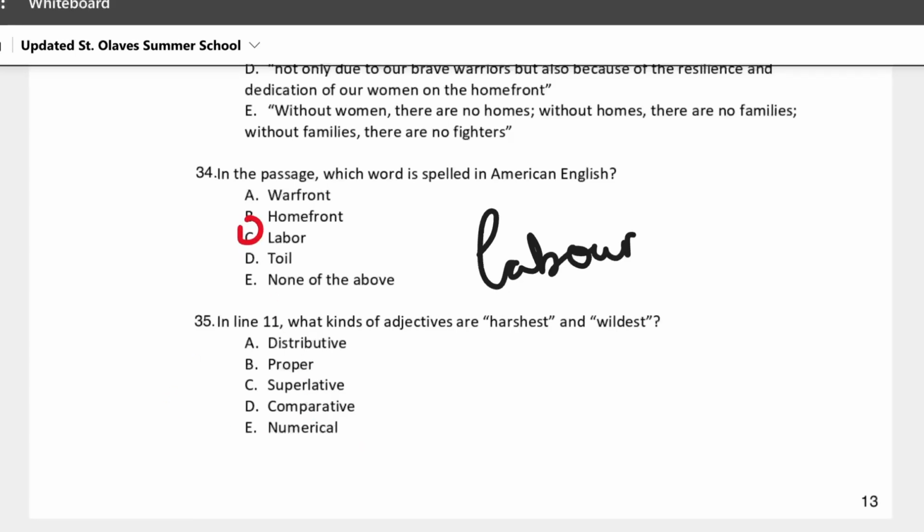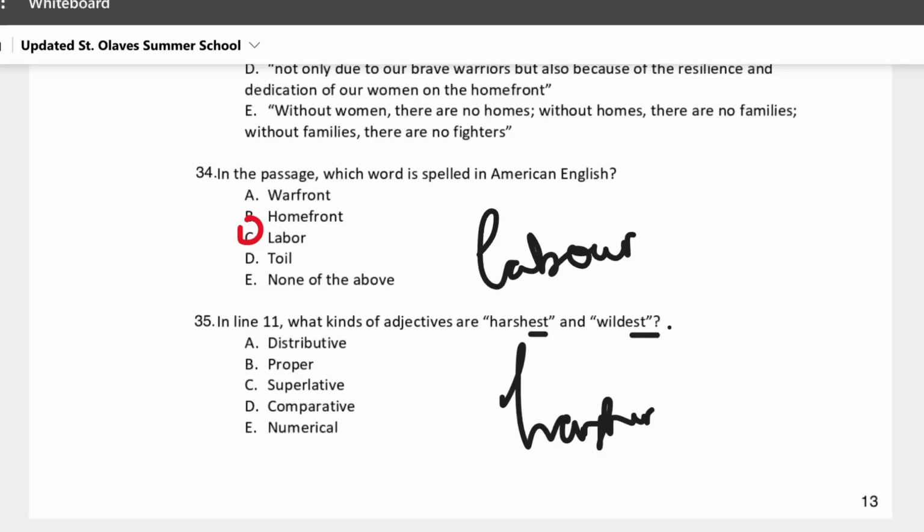Question 11, which kind of words are harshest and wildest? So you have comparative, which would be harsher. And then superlative is the most harsh, so harshest. So these words are all superlatives.